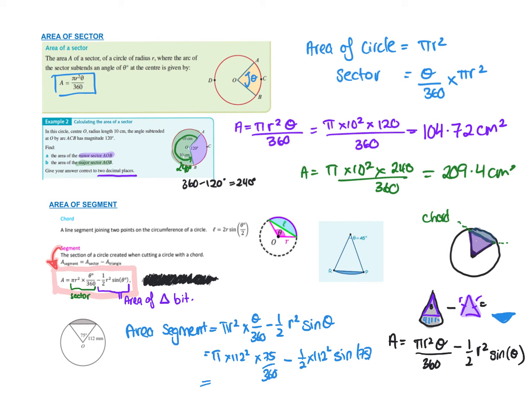So we come down here and I'll just round to one whole number. We get 2152 millimeters squared. So just remember, it's an area, so you'd have squared units. All right, have a look.